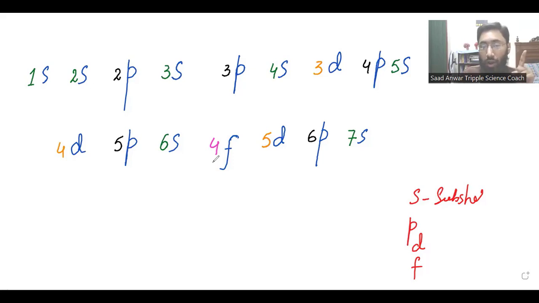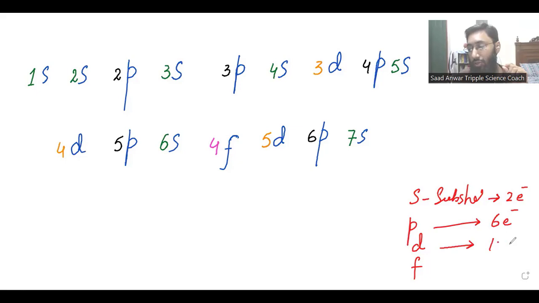And you guys know one thing: the S subshell can accommodate a maximum of 2 electrons. The P subshell can accommodate a maximum of 6 electrons. The D subshell can accommodate a maximum of 10 electrons. The F subshell can accommodate a maximum of 14 electrons. You know this. Now we are going to put electrons.